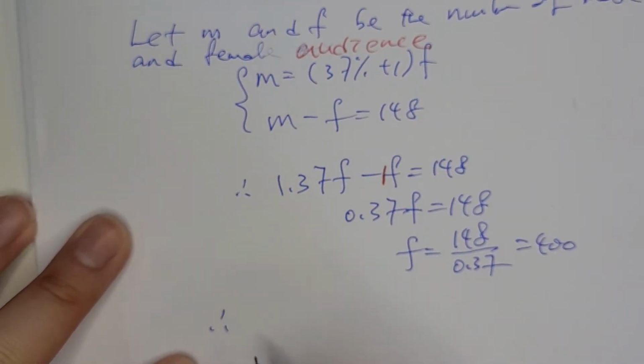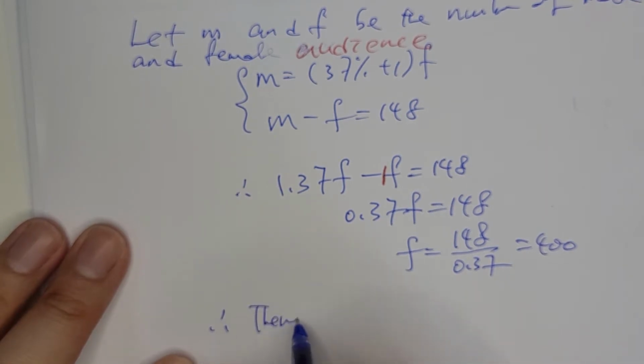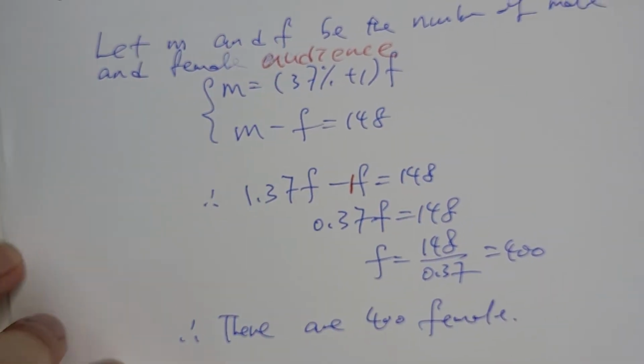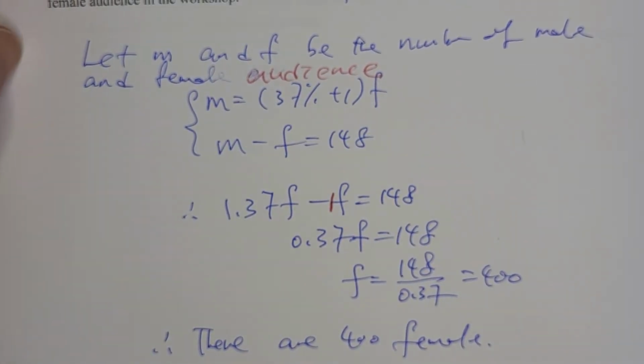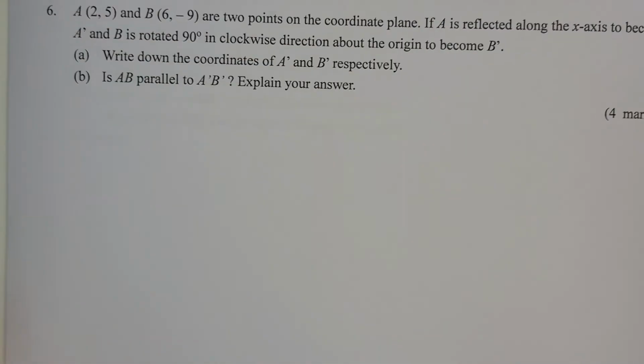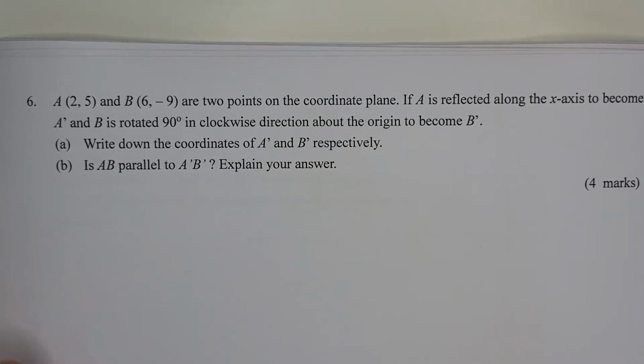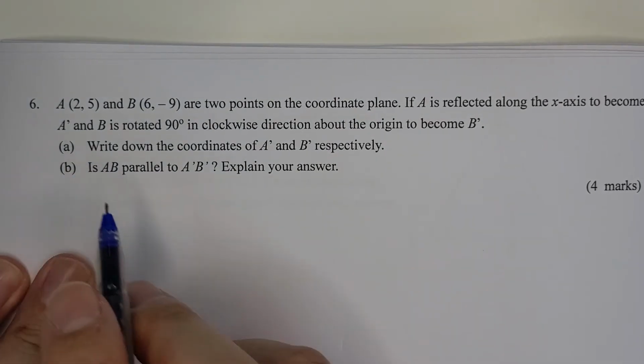So you can write down the final statement. There are 400 females. That's it. That's finished. Question number 5. And go to question number 6. That is the problem about coordinates. Point A, that's 2, 5.